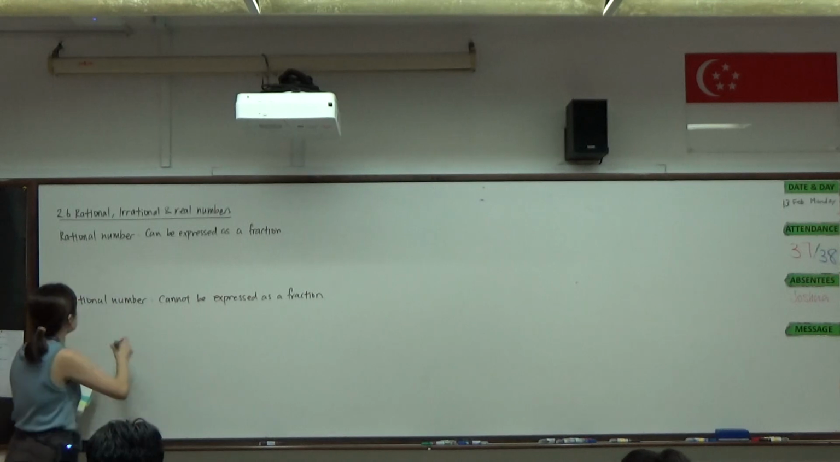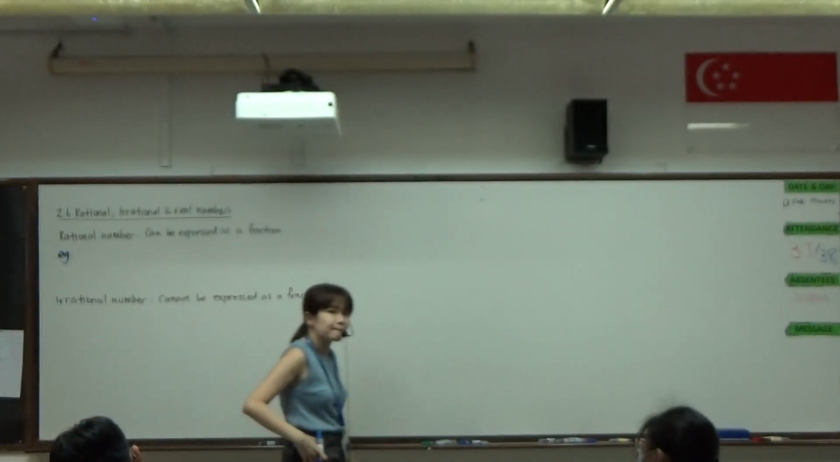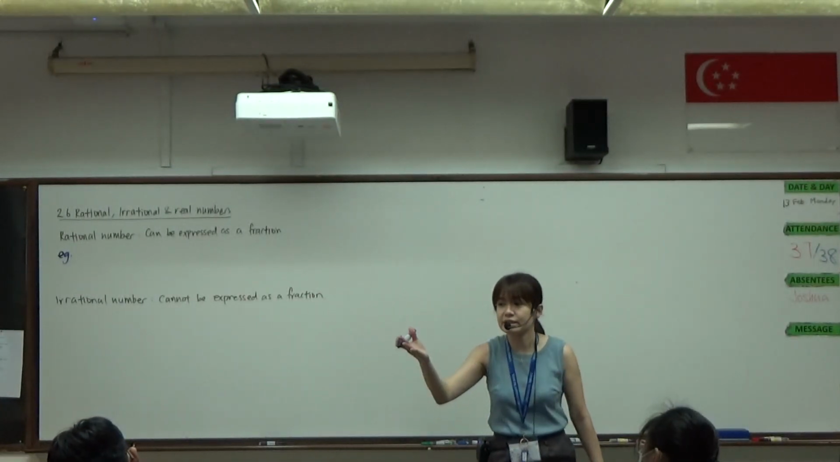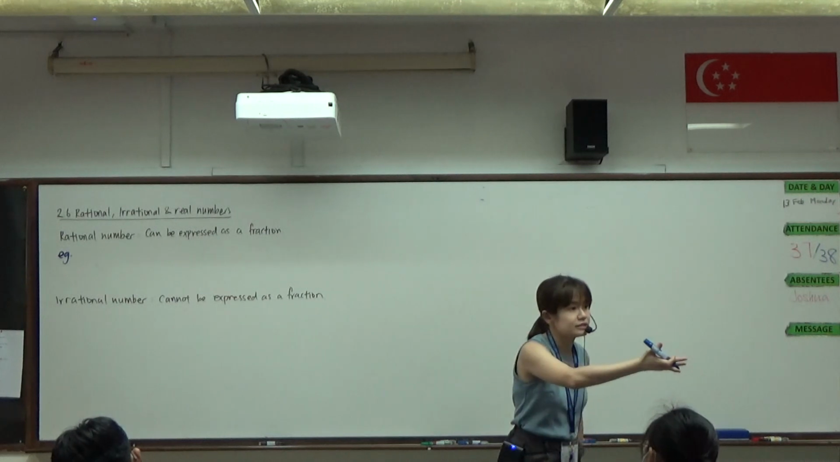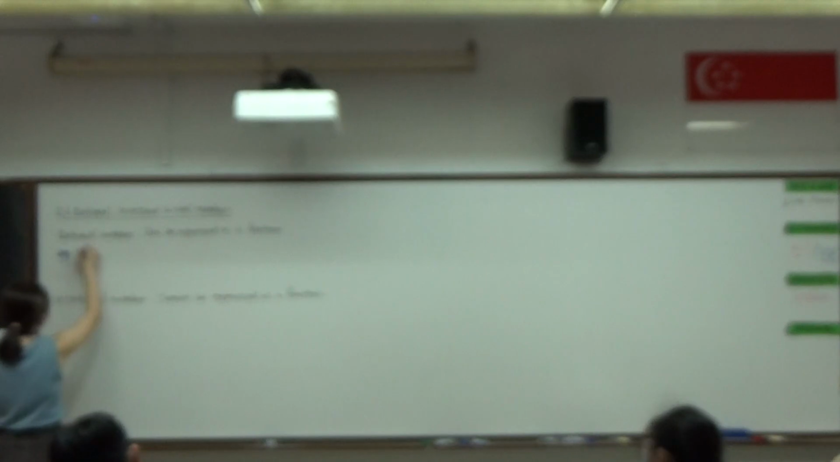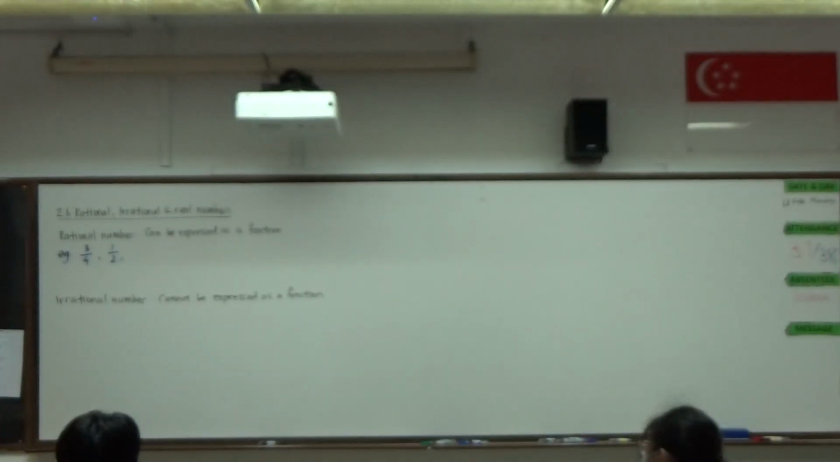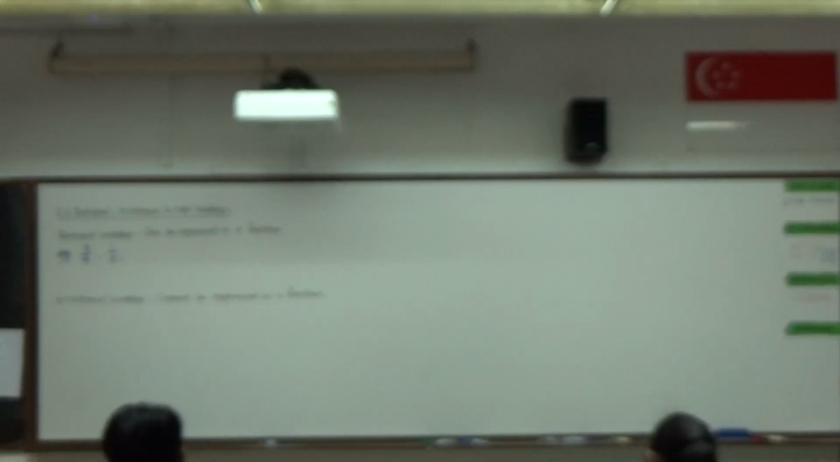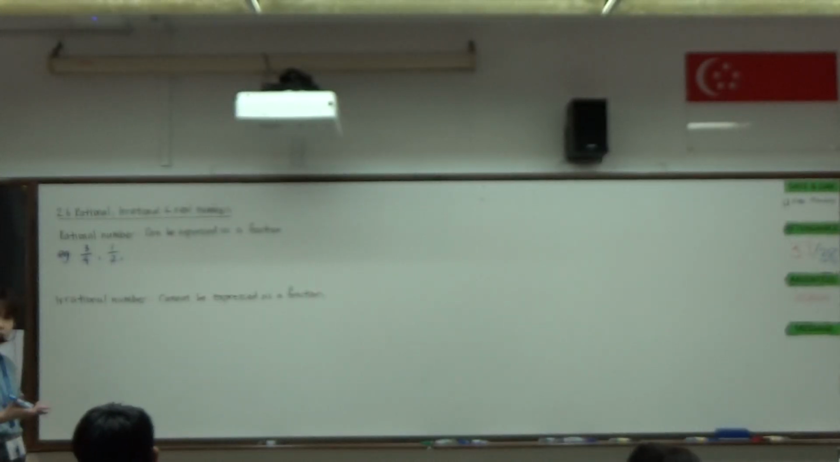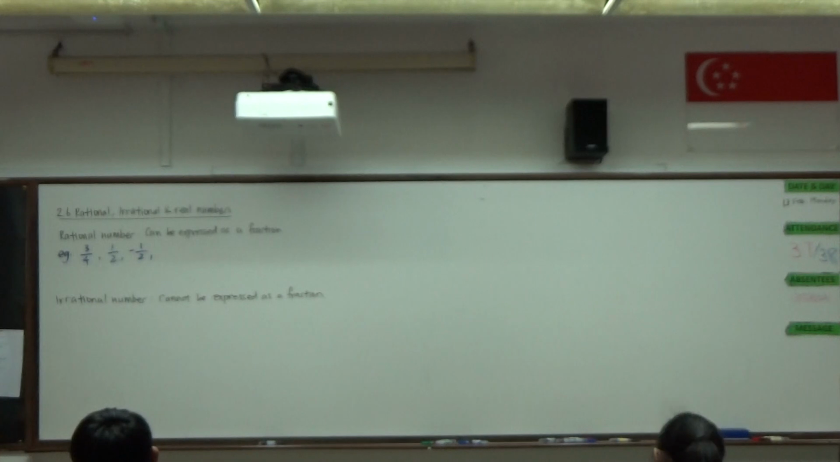So let's think of some examples of rational numbers. Can you give me some examples of rational numbers? 3 over 4, Xavier? 1 over 2. So we have simple ones, 3 over 4, 1 over 2. Would there be negative rational numbers? There is, right? Rational numbers are not limited to positive numbers, they can be negative as well. So we can have negative 1 over 2 also.